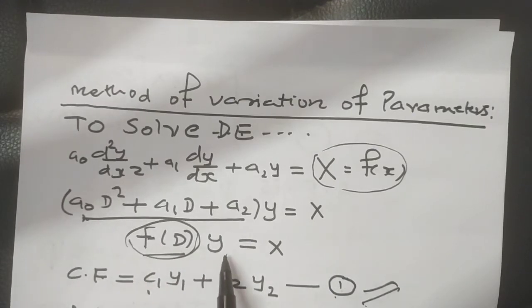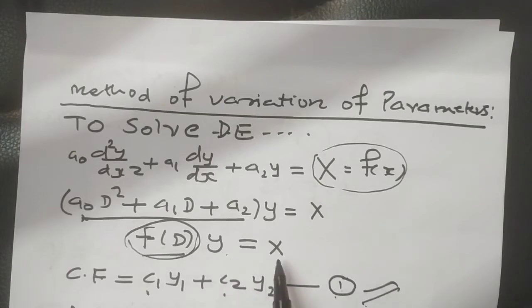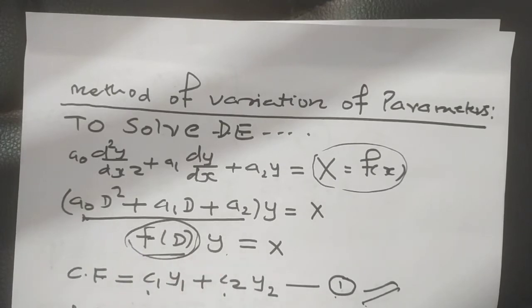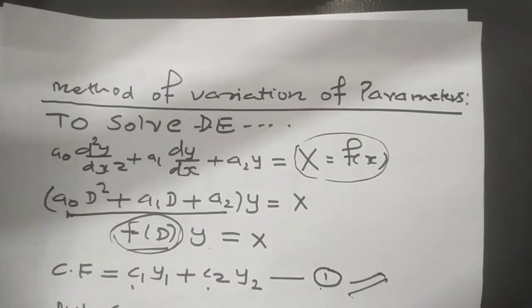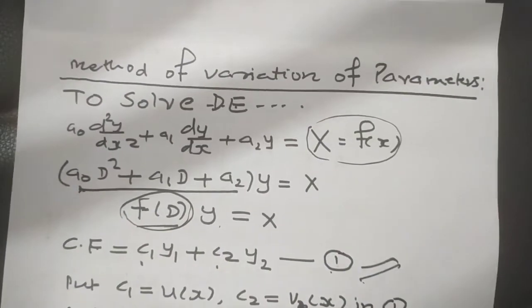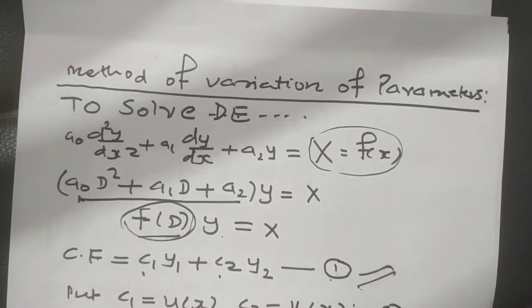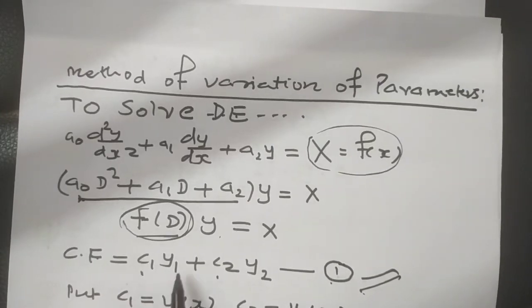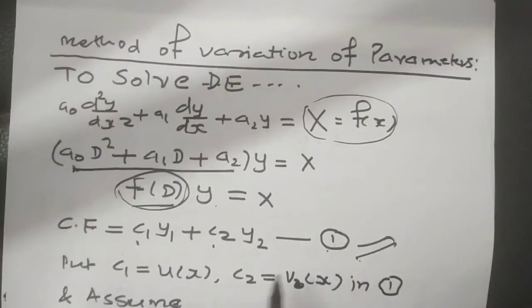It is (a0 d square plus a1 d plus a2) y is equal to capital X, or in a more simplified and common form, f of d y is equal to capital X, where capital X is a function of x, and f of d is a polynomial in d of second degree. We equate this to 0, which is the auxiliary equation. We find the complementary function by finding the roots of this equation, and the complementary function is say c1y1 plus c2y2. This is say 1.